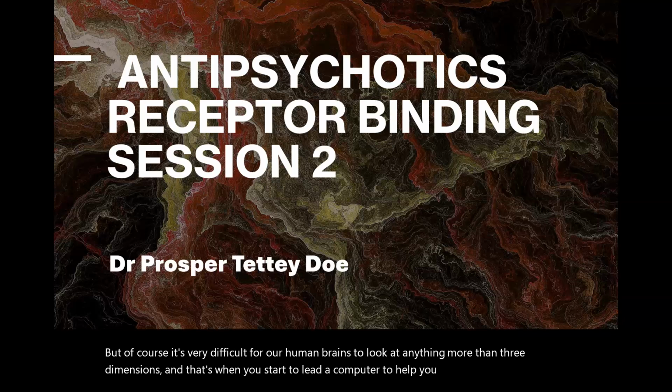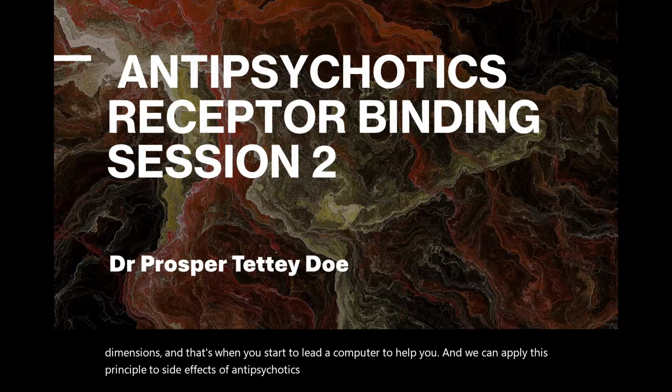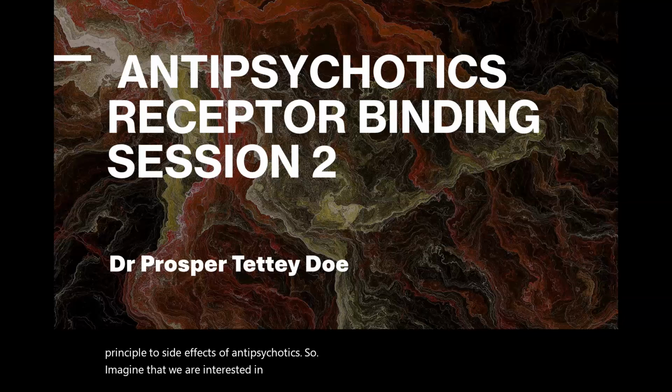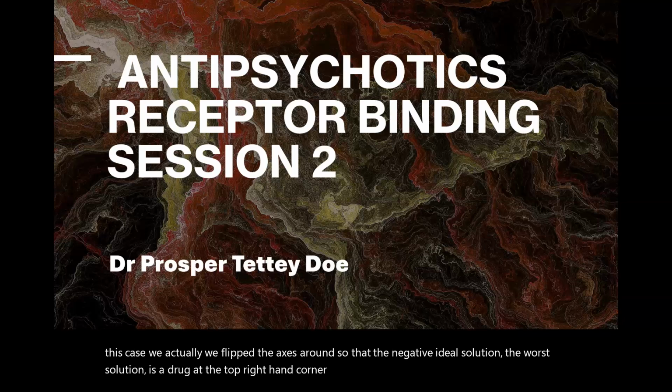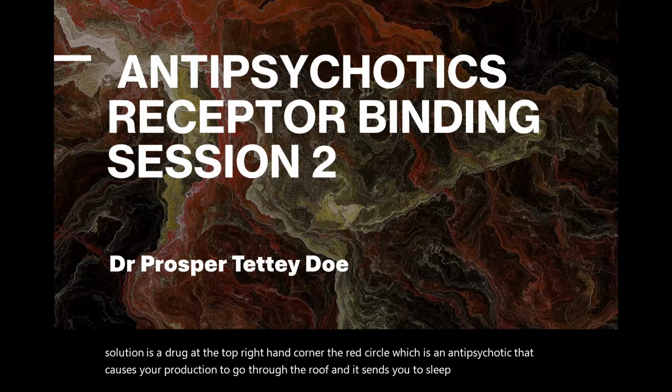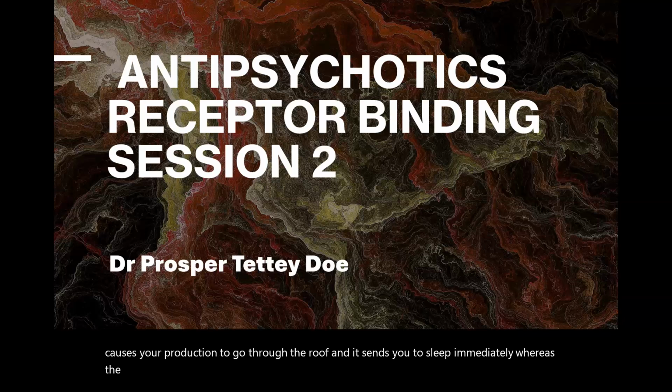And we can apply this principle to side effects of antipsychotics. So imagine that we are interested in avoiding 2 side effects, raised prolactin and sedation. In this case, we've flipped the axes around so that the negative ideal solution, the worst solution, is a drug at the top right-hand corner, the red circle, which is an antipsychotic that causes your prolactin to go through the roof and it sends you to sleep immediately. Whereas the green option in the bottom left-hand corner is no sedation and your prolactin is fine.